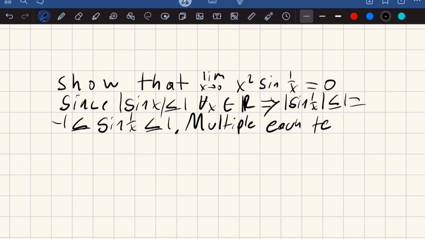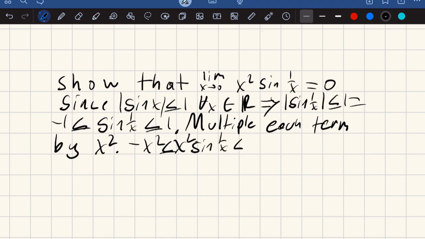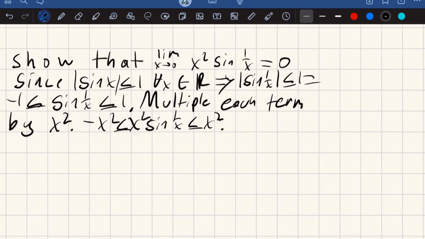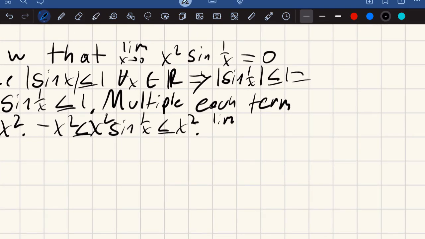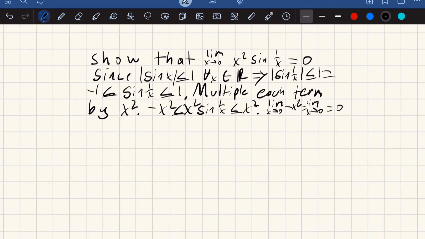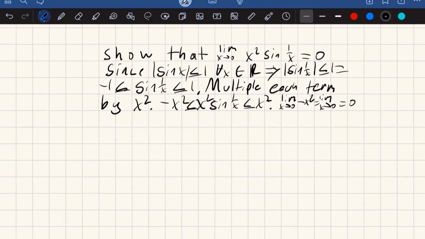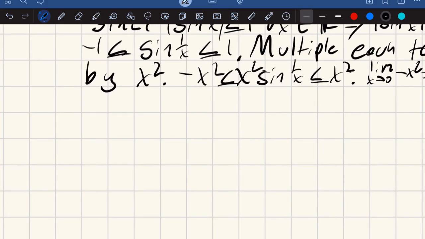Multiply each term by x squared, which would give us negative x squared, x squared sine of 1 over x, and then x squared. And then you would say that the limit, which is our second condition, the limit of our outside functions are the same. Now, since we have our inequality and our limit, all our conditions needed for the squeeze theorem to work are met.